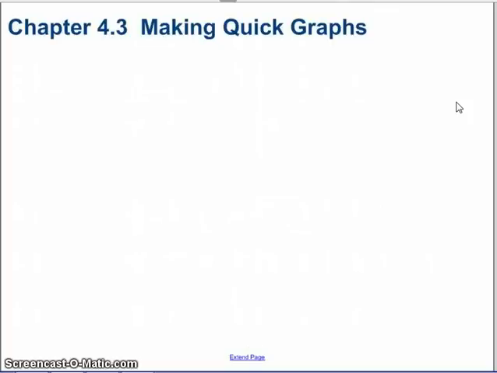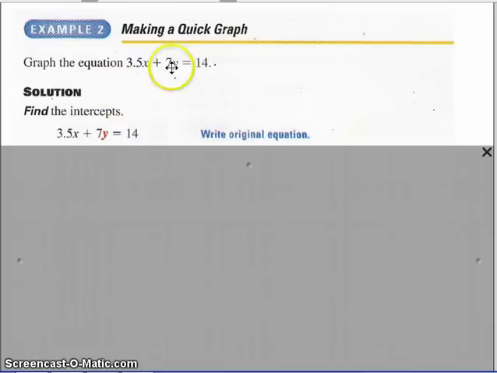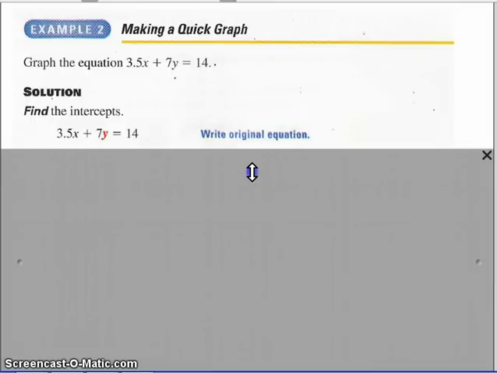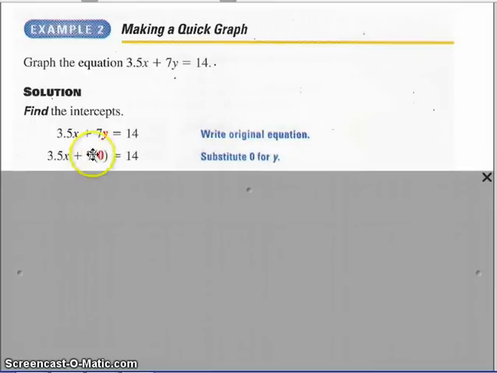Okay, now for chapter 4.3, making quick graphs, or making graphs quickly, really is the way I think of it. If you're given an equation like this, 3.5x plus 7y equals 14, first I'm going to walk you through how the textbook explains it, and then I'm going to show you my way. The textbook explains that they're going to substitute in 0 for y. If they do that, then this washes away.